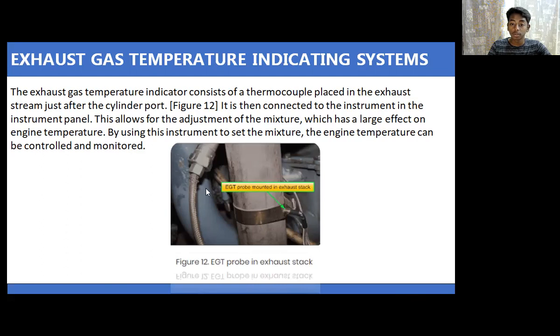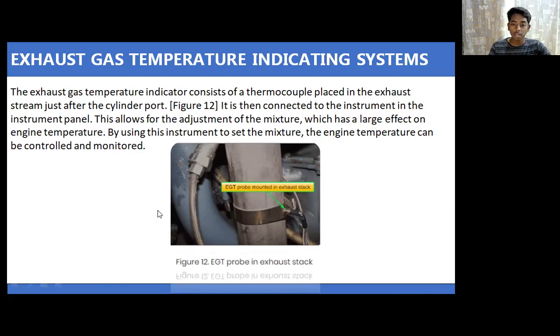This allows for the adjustment of the mixture, which has a large effect on engine temperature. By using this instrument to set the mixture, the engine temperature can be controlled and monitored. This is the pipe which is connected to the instrument panel. The instrument panel indicates to the pilots the temperature of the exhaust gas. When it is normal, they don't have to worry. But when the temperature is extremely high, the pilots can take precautionary steps to control the exhaust gas temperature and keep the engine cool. So, moving on to the next slide.